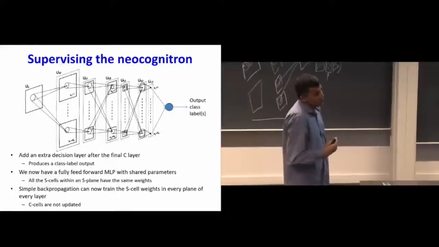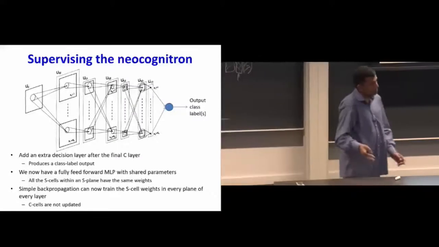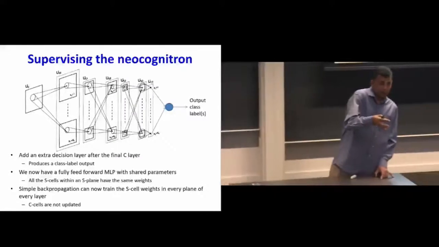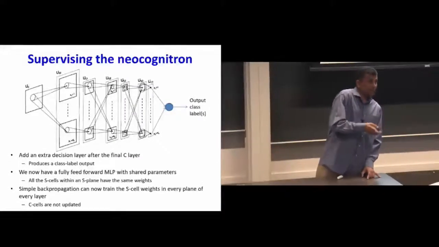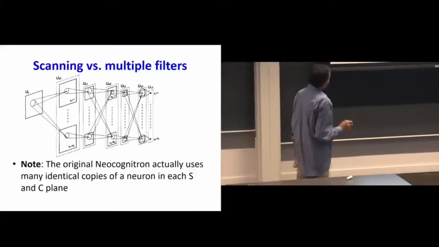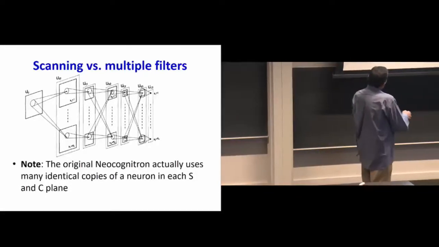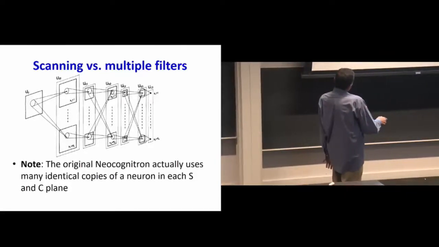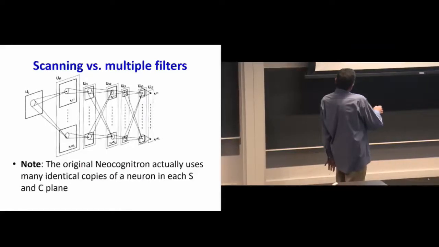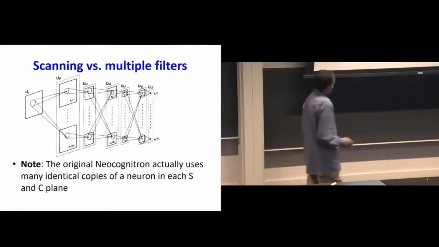There was no computational basis to it. The basis was entirely biological, based on Fukushima's original model, which itself was based on studies of cat vision, right? So again, note that the original Cognitron actually uses many identical copies of a neuron in each S plane. So over here, all of the cells in this plane are going to have exactly the same response. Same thing over here.